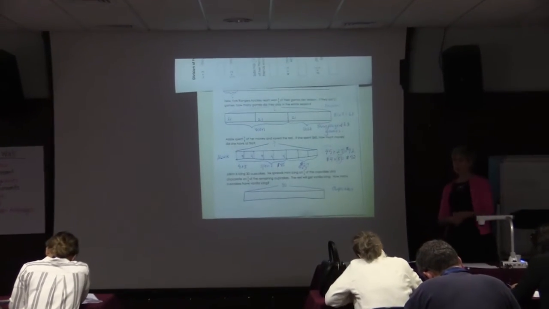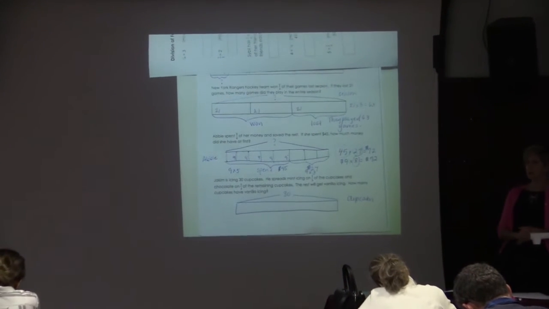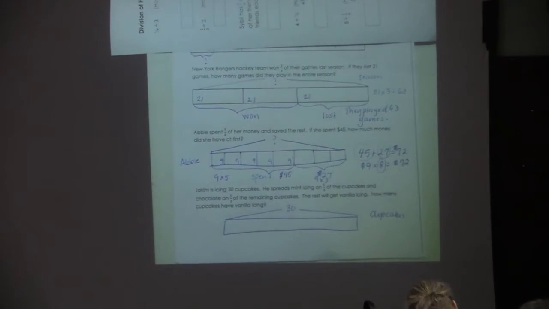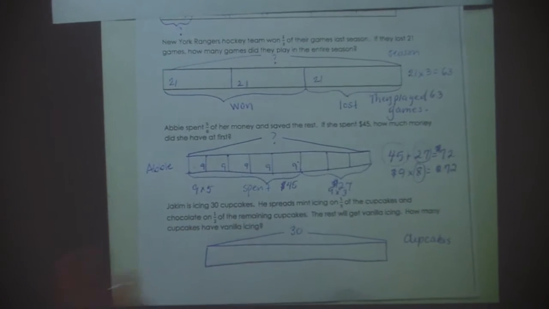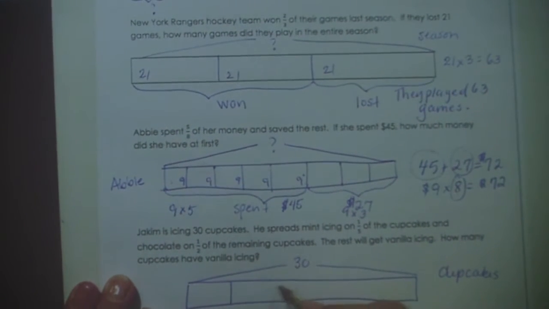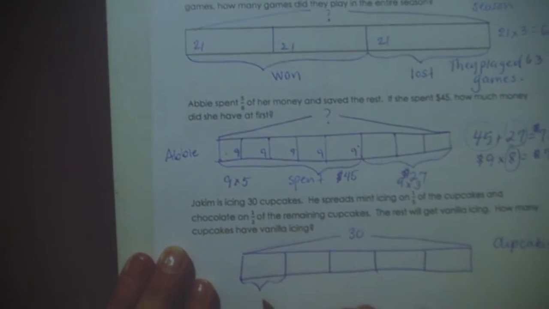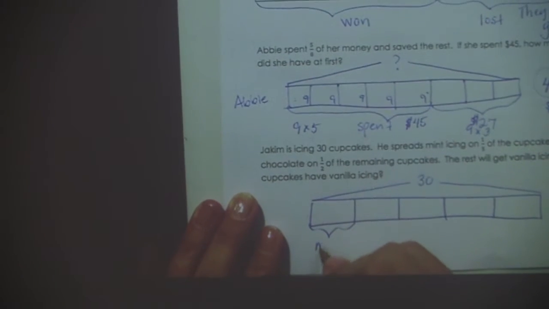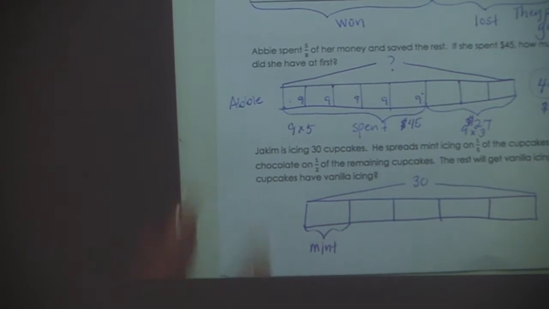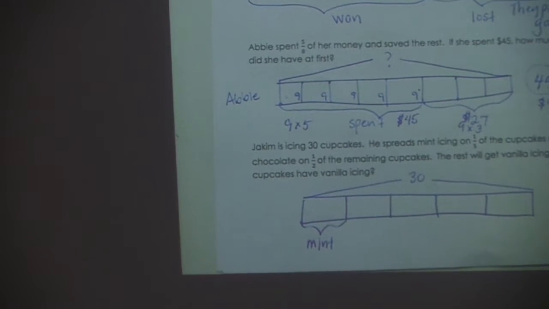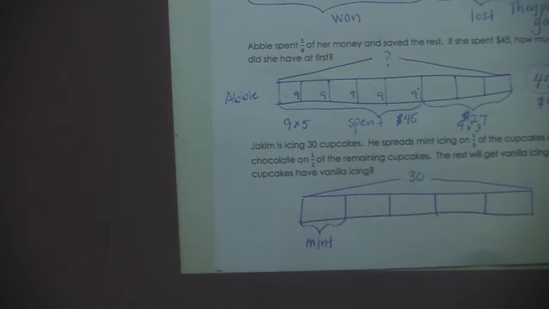Okay, I know we have 30 cupcakes. What else do we know? 1/5? Yeah. Well, my cutting in half isn't going to work for that. So what do we know about the 1/5? Mint. It's mint. What else do we know? Yeah, half of the rest is chocolate, so okay. 2 more.